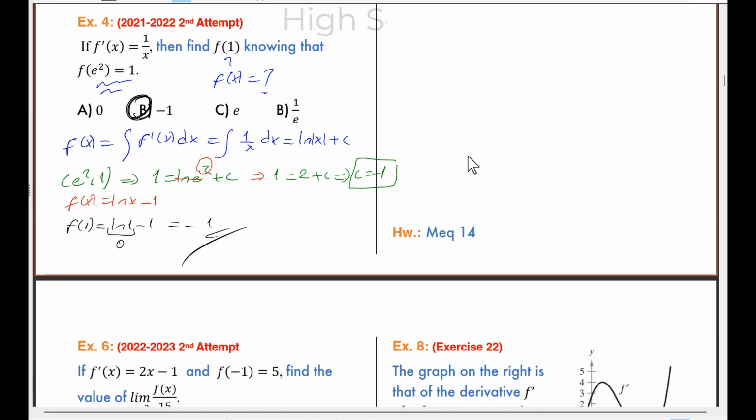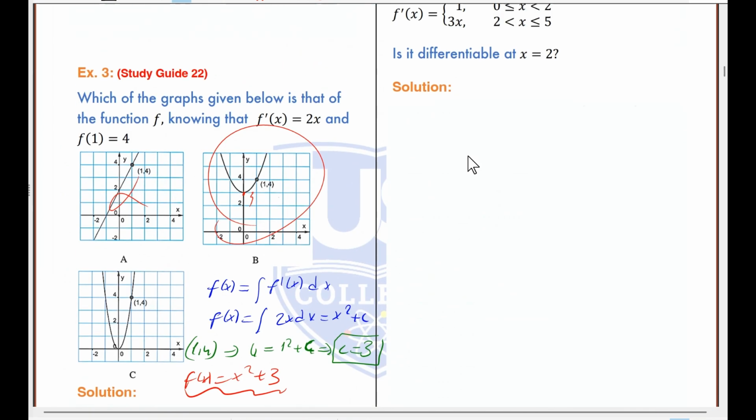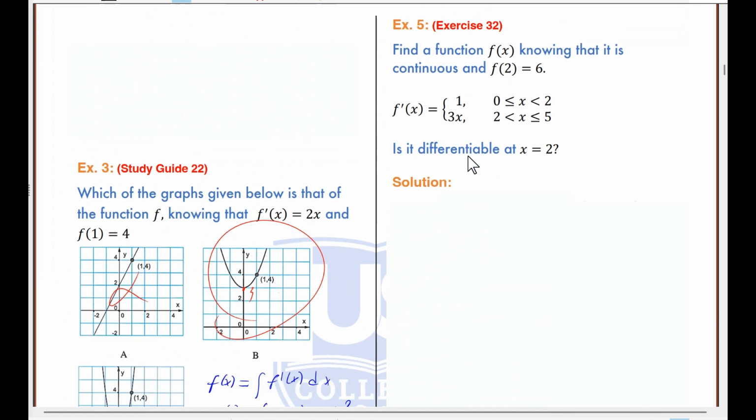Alright. One last question. No, not one last. Two last. Another exercise question. This is also an original question, and there's also a ministry question similar to this one. Find a function knowing that it's continuous and f of 2 is equal to 6. Okay, we need to find a function. We have a point. We also have its derivative, just like the other questions, right? The difference is we have a piecewise function instead.